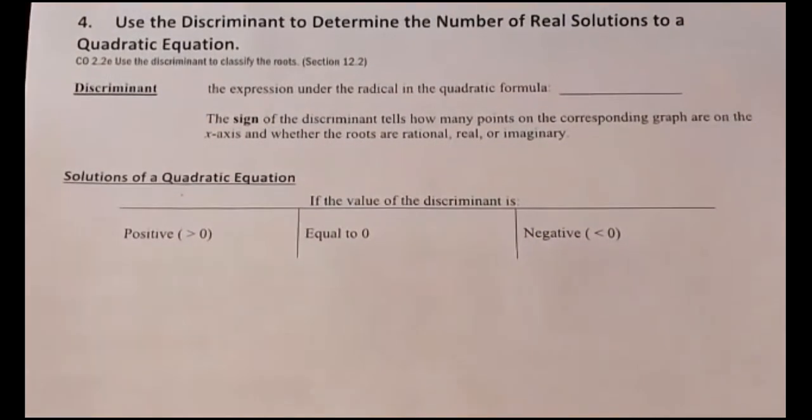Perfect. What we're going to learn now is about something called the discriminant. The discriminant helps us to determine the number of real solutions or imaginary solutions. It doesn't tell us what they are. It just tells us, are we going to have real solutions? Is it 2 of them? Is it 1 of them? Or are we going to have imaginary solutions, right?